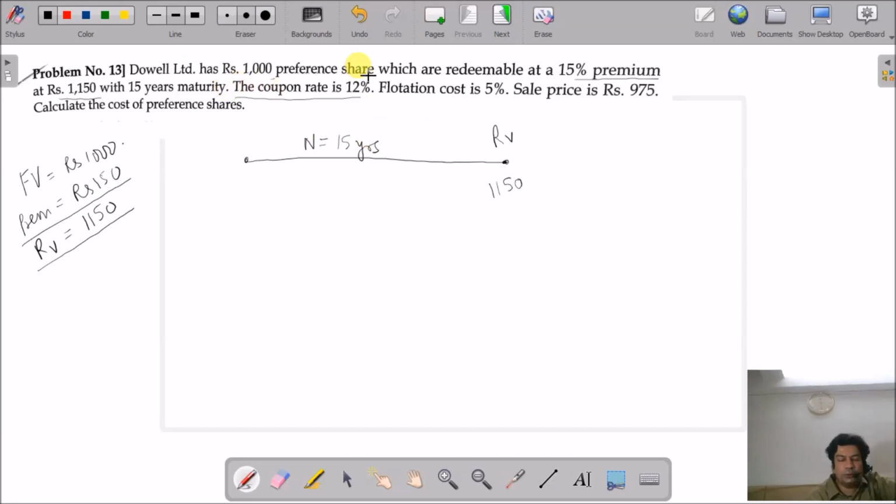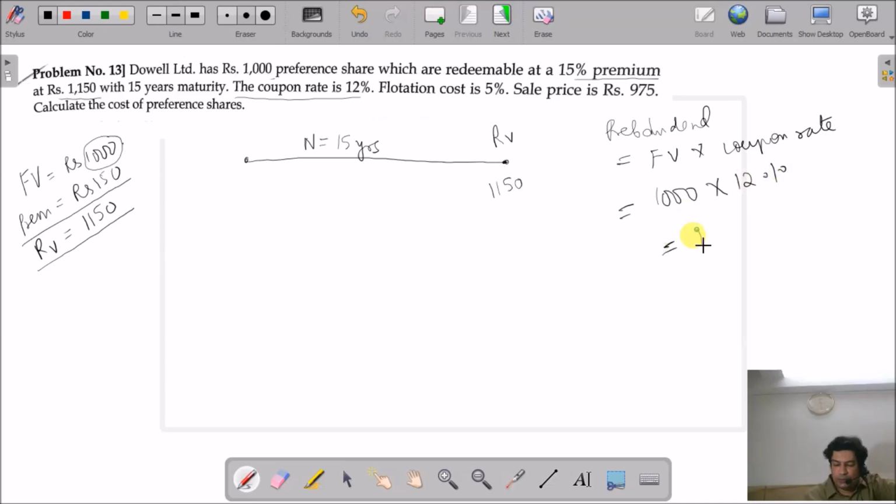15 years of maturity, so the number of years also we know, which is 15 years. Now the coupon rate is 12%. Coupon rate means the preference dividend. So we can find the preference dividend, that is the face value into its coupon rate. The face value of the share is 1000 rupees and the coupon rate is 12%. So 120 rupees will be the preference dividend per annum. So here I am writing PD, which is preference dividend, 120 rupees per annum.